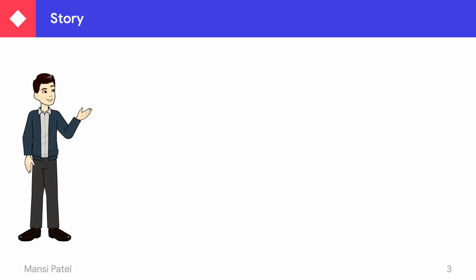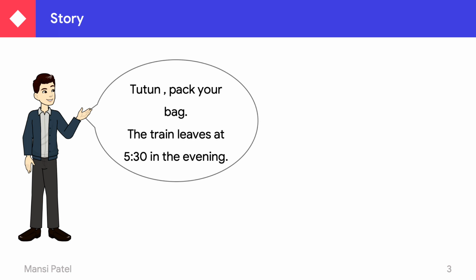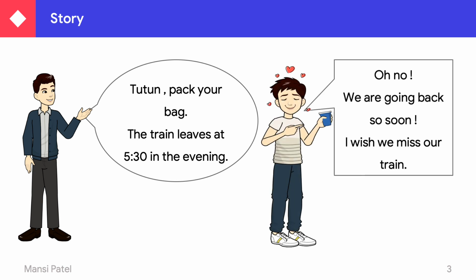His father says, "Tutun, pack your bag. The train leaves at 5:30 in the evening." Now what happened after the completion of the vacation, he has to go back. But he enjoyed there a lot, so he did not like to come back. When his father says to pack your bag and the train leaves at 5:30 in the evening, he says, "Oh no, we are going back so soon. I wish we miss our train."